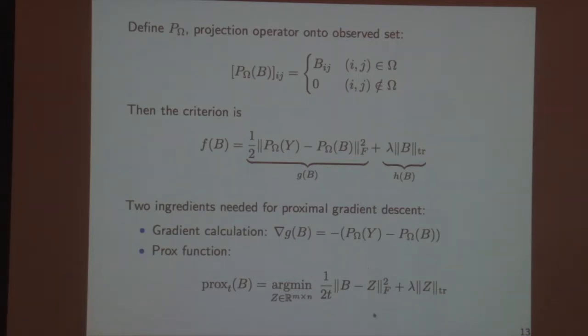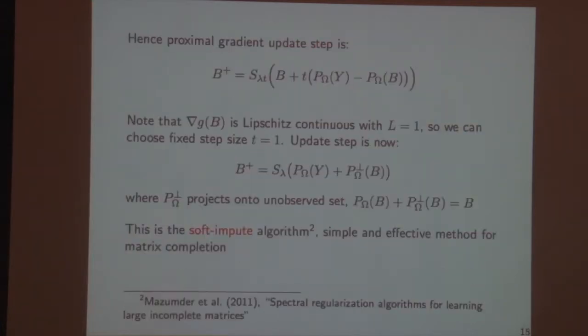And this part is differentiable, so we always just get z minus b over t, plus lambda times a subgradient of whatever function we're trying to minimize. Set that equal to 0, and that'll tell you what the proximal operator should be. That's what we did here. And it ended up with a pretty nice algorithm called soft impute.